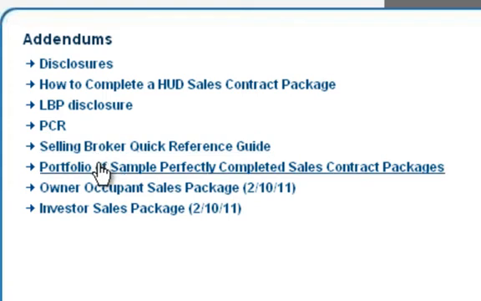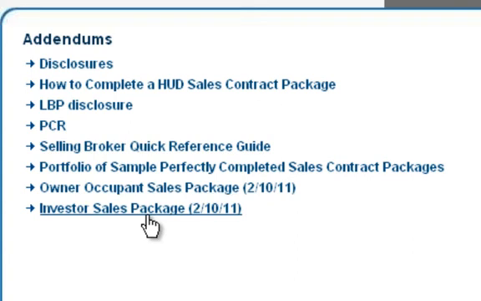There's a wonderful portfolio here. It's a sample of perfectly completed sales contract packages. Download that, read that, review it, and it's just absolutely phenomenal. There's an owner-occupant sales package and an investor sales package. There are different addendums, different endorsements attendant to owner-occupants and investors. There are different packages, and this is very, very important to know.